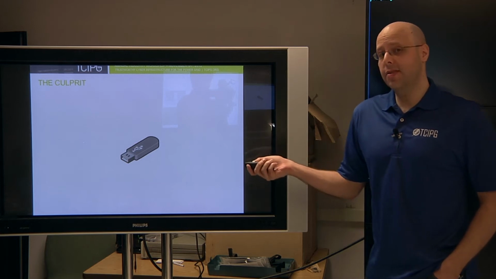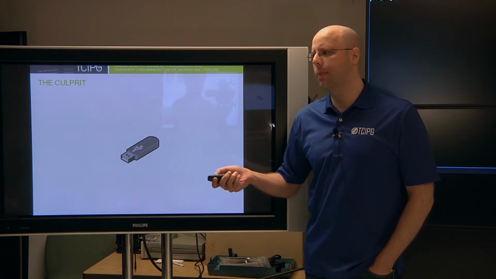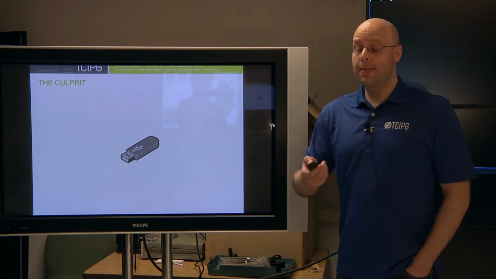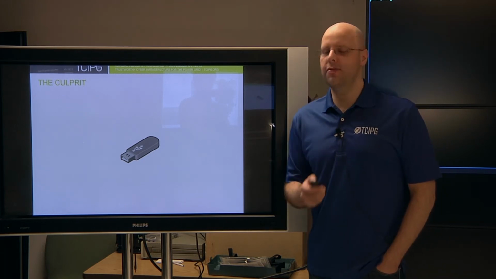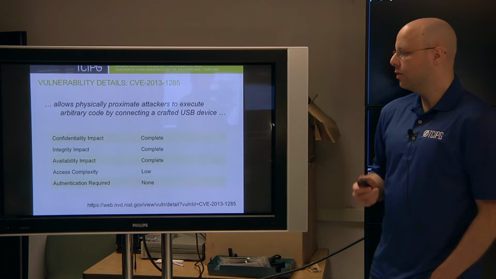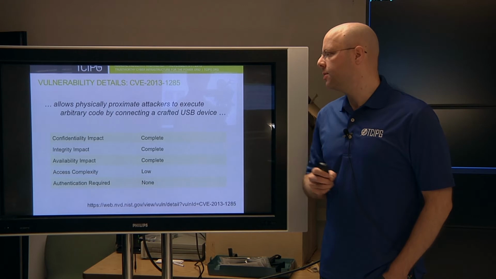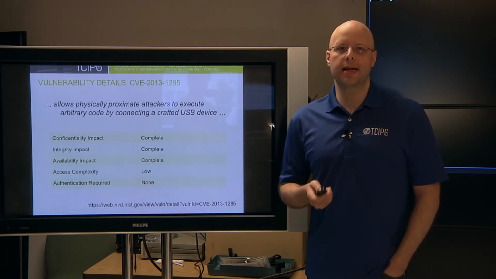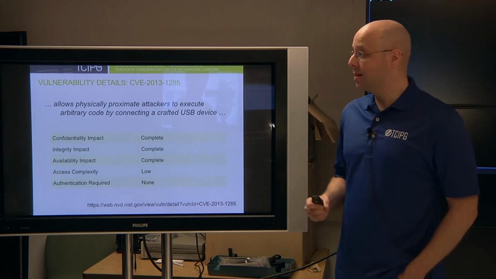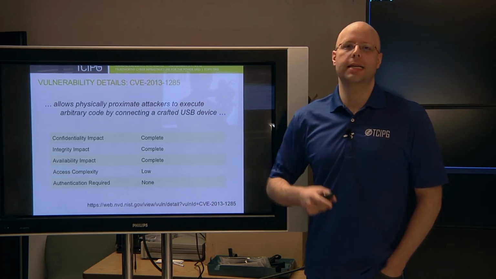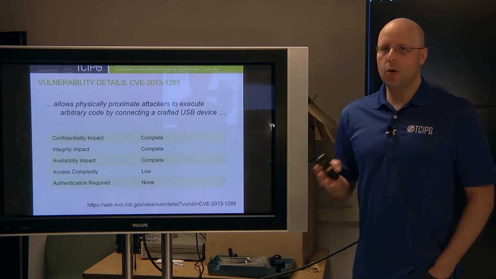And you could first say that, well, I could easily turn this off. I could easily prevent this attack by turning off auto-run. And that's true, you could. However, there have been attacks demonstrated where that would not be an effective defense. For instance, this vulnerability was found in Windows within the past year and a half, and it allows a physically proximate attacker to execute arbitrary code by connecting a crafted USB device. And if you look at the implications of this, they're pretty severe. Complete confidentiality, complete integrity, complete availability, low access complexity, and no authorization required.